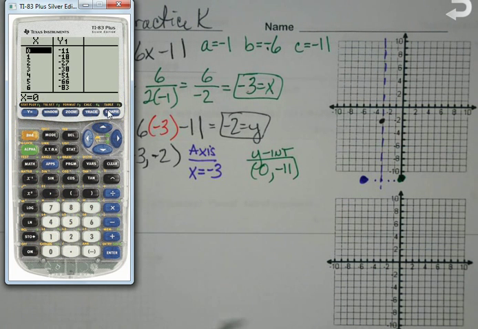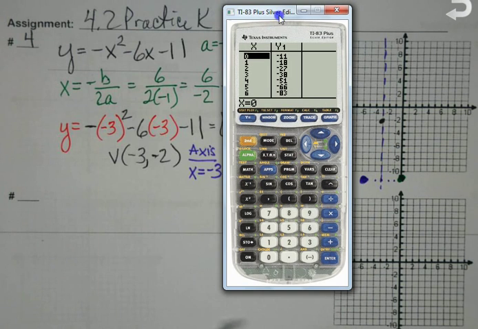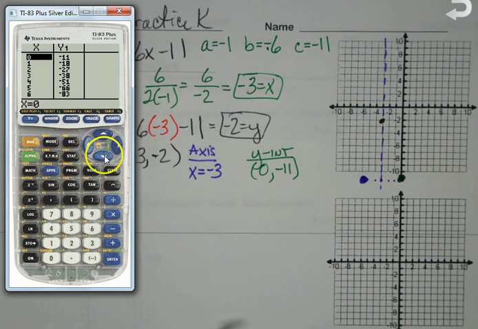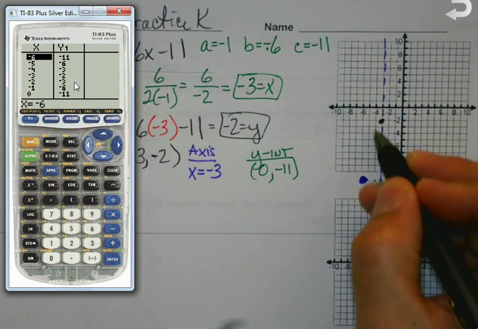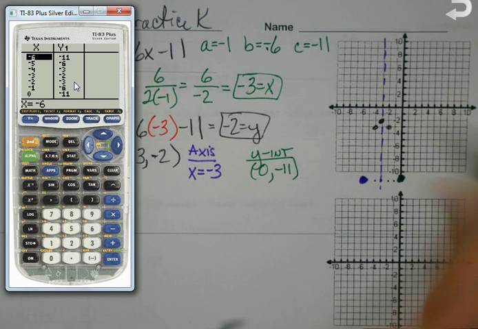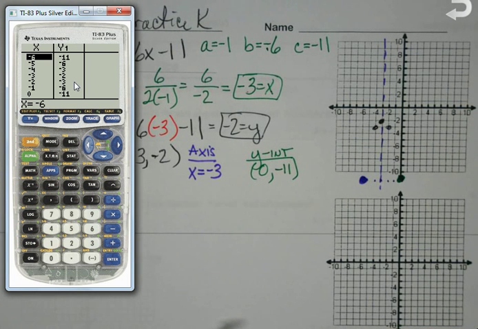I'd go to my table, and just like before, okay, here's my vertex. I'm going to get that in the middle. So I want -3, -2 in the middle. I see my symmetry, just like when we did it in vertex form, and I would use those points to help me graph it if I got one that didn't fit. So I could get some extra points this way. I could plot those in.